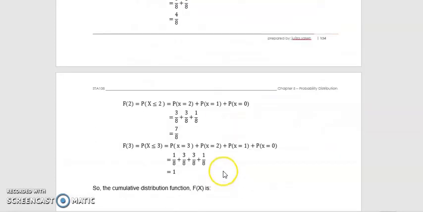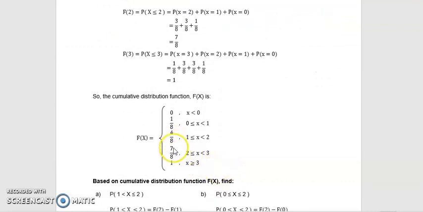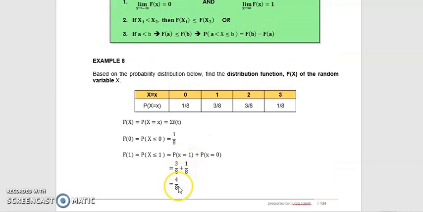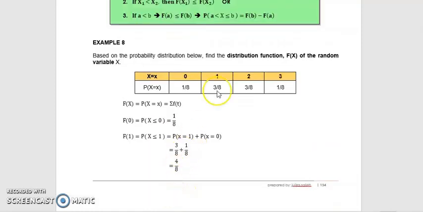Next is the same. 4 over 8 here. So up to here is 4 over 8, right? This 4 over 8 is for x greater than or equal to 1 but less than 2. Here 1 over 8 plus 3 over 8 is 4 over 8. So 4 over 8 is for x greater than or equal to 1 but less than 2.